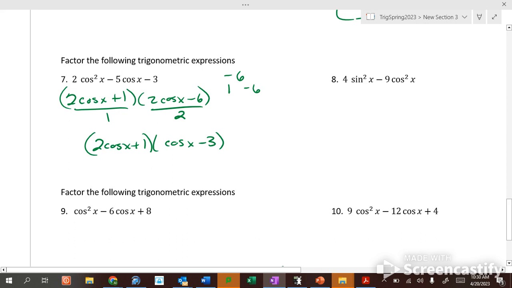Then number 8, Kenter's favorite factoring pattern. Difference of squares. 2 sine of x, plus and minus, and then 3 cosine of x.